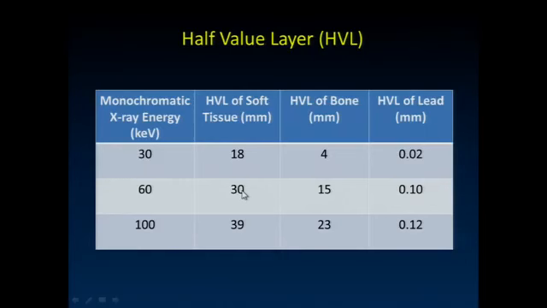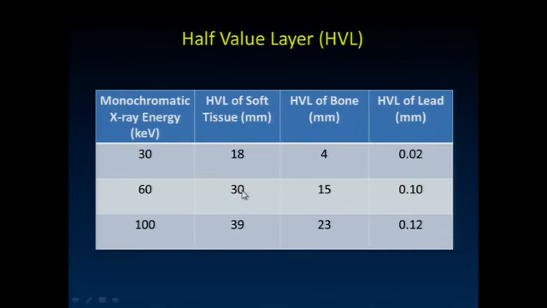The first half value layer gets reduced in half. Second, a quarter. Third, an eighth. Fourth, a 16th. Fifth, a 32nd. Sixth, a 64th, right? 128, 256, 512, 1024. When you get to the other side, only 1 in 1,000 X-rays are making it through unaffected.